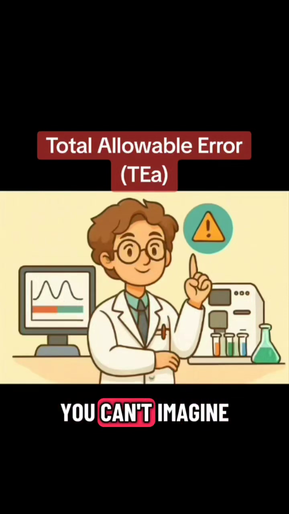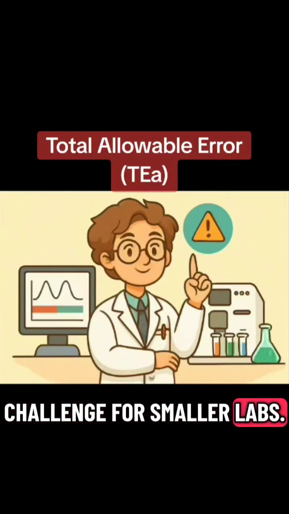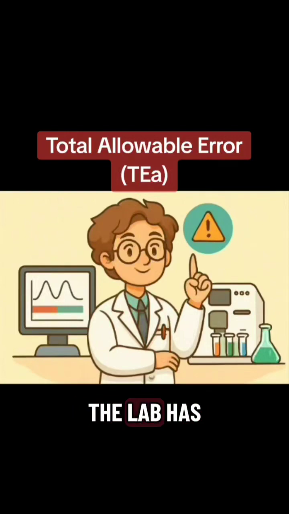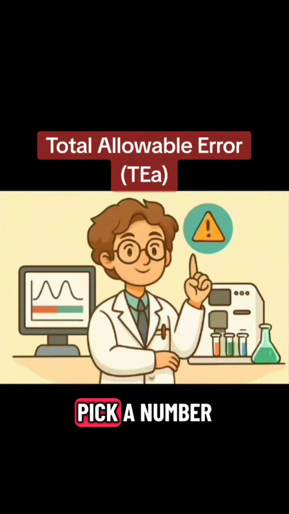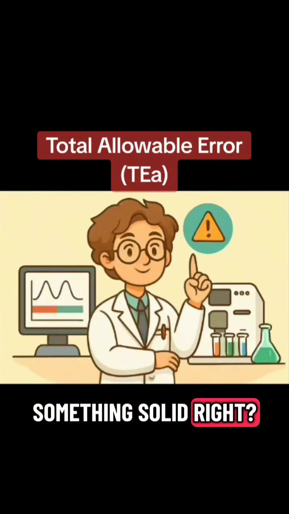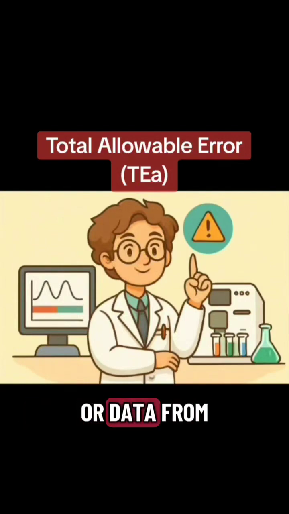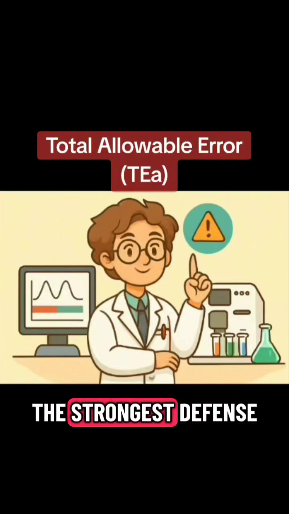But what if you can't? I imagine that's a real challenge for smaller labs. It is. And in those cases, the lab has to define and justify its own internal limits. The key thing here is that an internal T has to be defensible. You can't just pick a number. So it has to be based on something solid. Right. On the medical significance of the test or data from a previous high-quality method. But external limits are always the strongest defense in an audit.